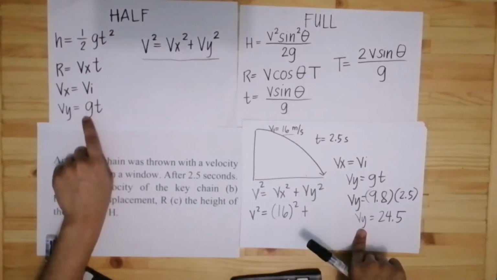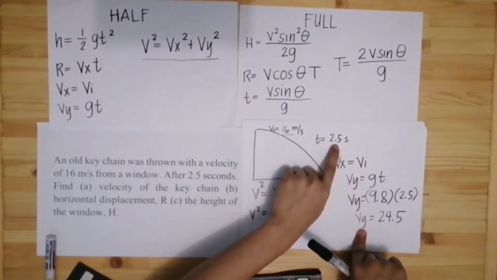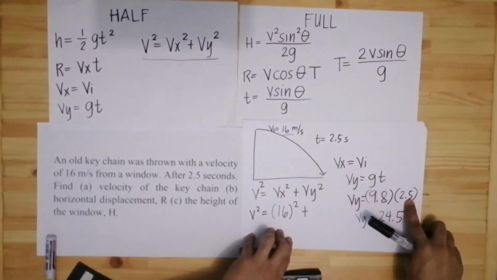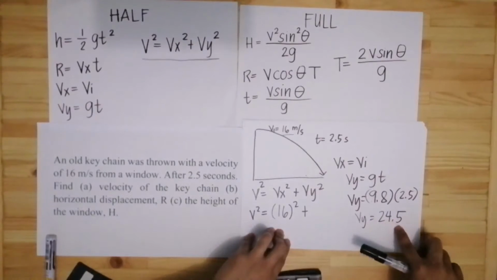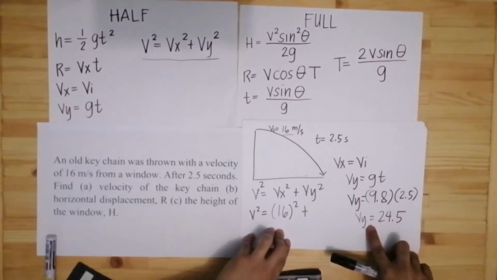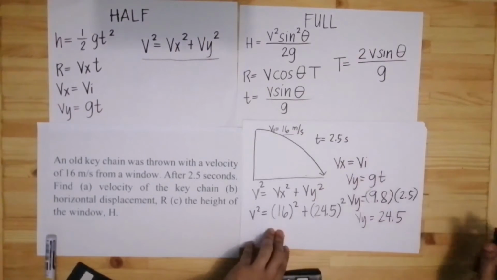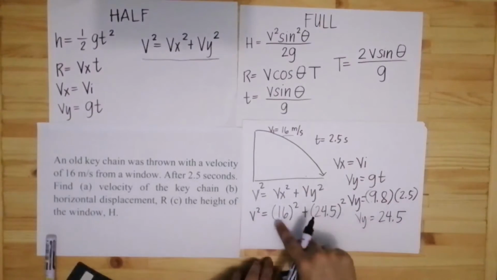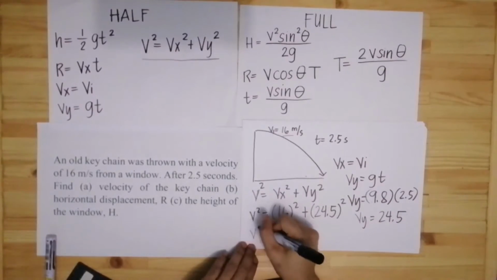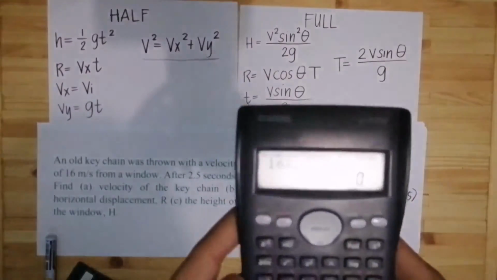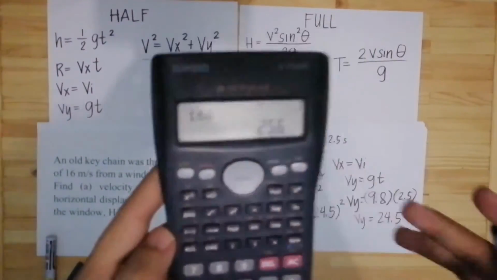Then the Vy has to be computed first using the formula Gt. So you have to multiply 9.8 and the given time, which is 2.5. So I multiplied it, 9.8 and the 2.5, I got an answer of 24.5 meter per second. So that would be the Vy. Lalagay ko yun dito, 24.5 squared. So let's compute 16 squared. So 16 squared, yan, is equal to 256.